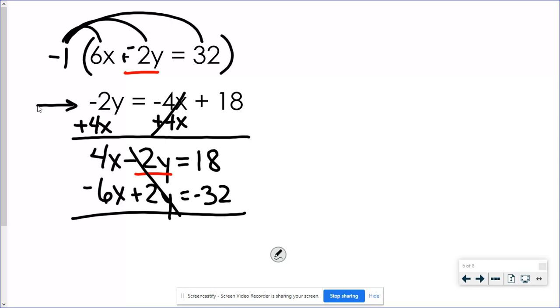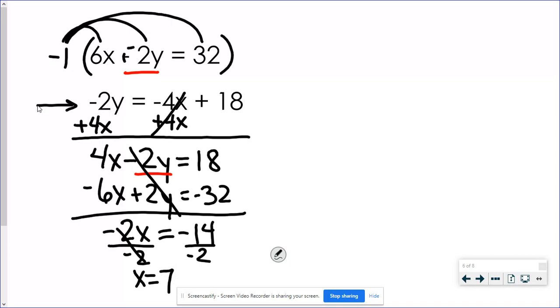4x minus 6x, or plus a -6x, is a -2x. And 18 plus a -32, that is going to be a -14. And when we divide, I'll get that x is 7.